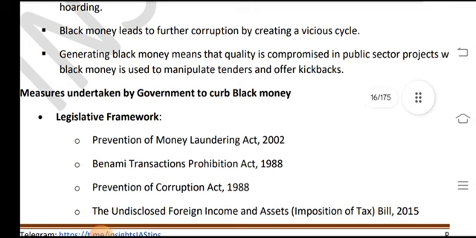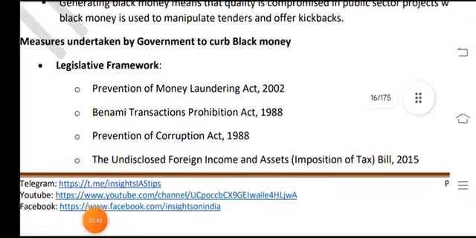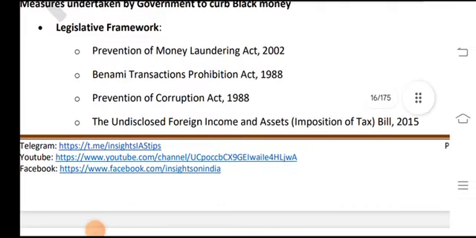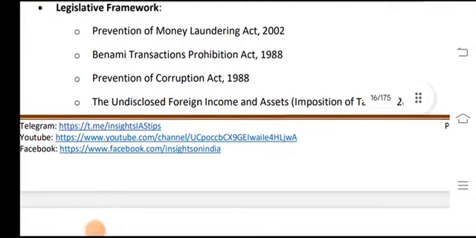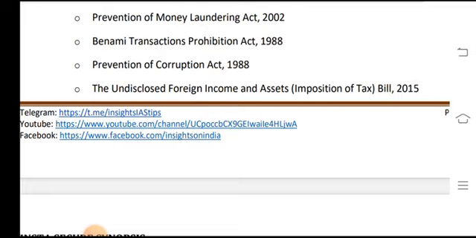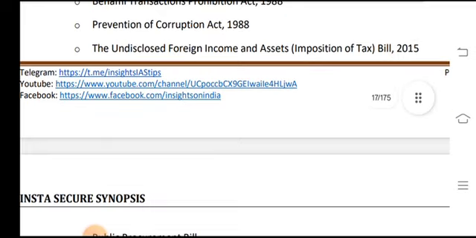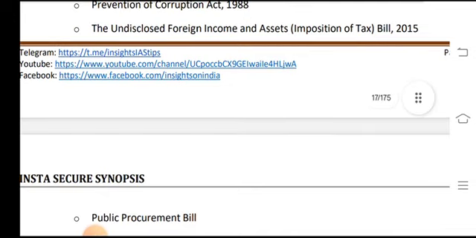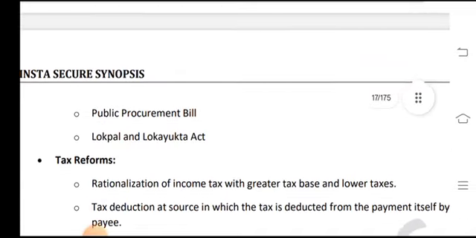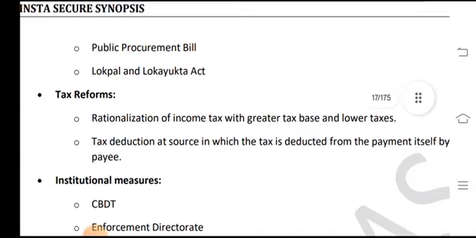Measures undertaken by the government to curb black money: legislative frameworks and the Prevention of Money Laundering Act 2002, the Benami Transactions Prohibition Act 1988, the Prevention of Corruption Act 1988, the Black Money (Undisclosed Foreign Income and Assets) and Imposition of Tax Bill 2015, the Public Procurement Bill, and the Lokpal and Lokayukta Act.